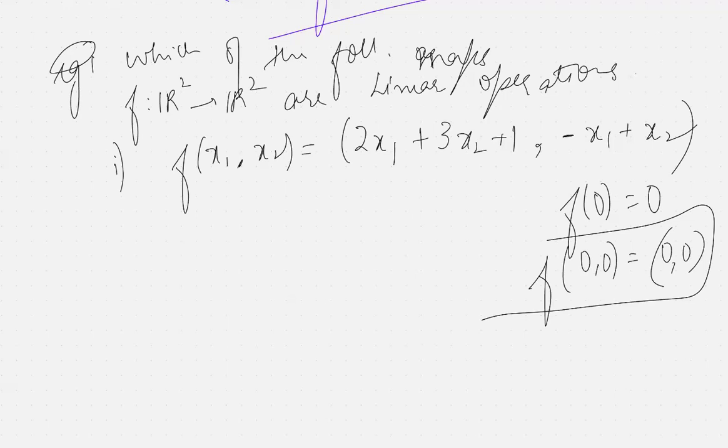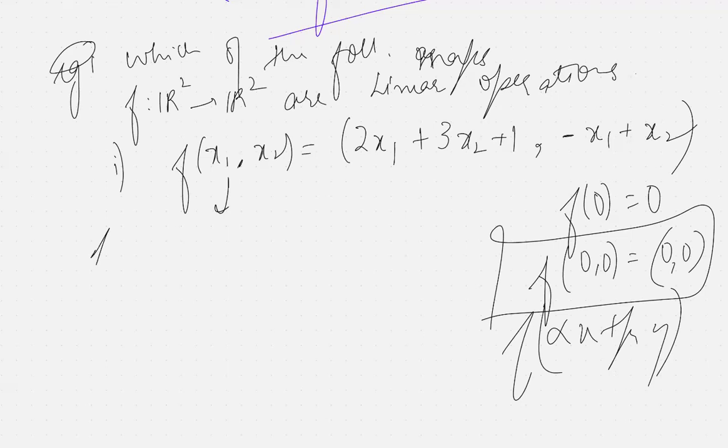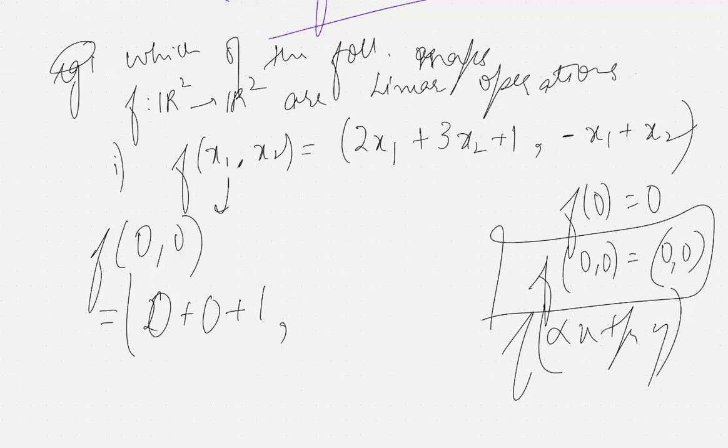Not always will you have to check that alpha x plus beta y can be opened like that. Okay, let's do it over here. F of 0, comma 0. What would it be equal to? 2 times 0, plus 3 times 0, plus 1, comma, minus 0 plus 0. That is equal to 1, comma 0, which is not equal to 0, comma 0. So this means that this is not a linear transformation. Okay, so it's not a linear operator.